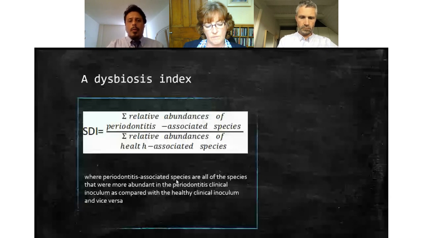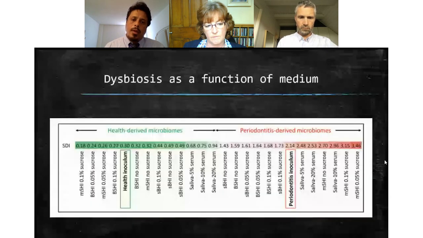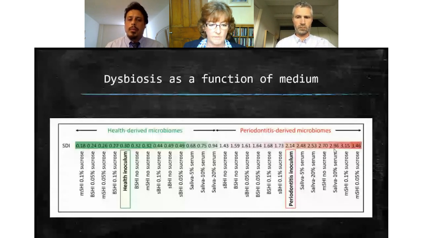Now, applying this to the individual microbiomes, we again see that these clustered with the respective clinical inoculums. So we have the health inoculum with a dysbiosis index of 0.3, and the peritonitis-derived microbiome with a high dysbiosis index of 2.14, and the microbiomes grown in the different media also clustered close. So they also sort of replicated the level of dysbiosis in the original sample.